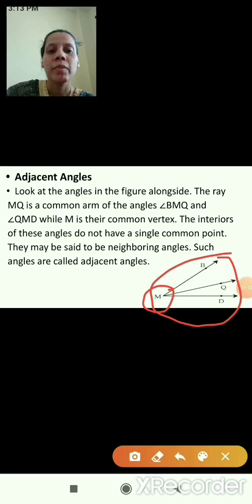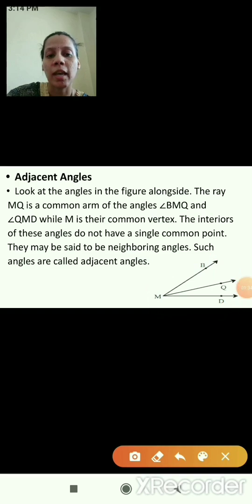As you can see, this is the interior of angle BMQ, and this is the interior of angle QMD. They do not have any common point. It means they have separate interiors. They may be said to be neighboring angles. Angle BMQ and angle QMD are said to be neighboring angles.